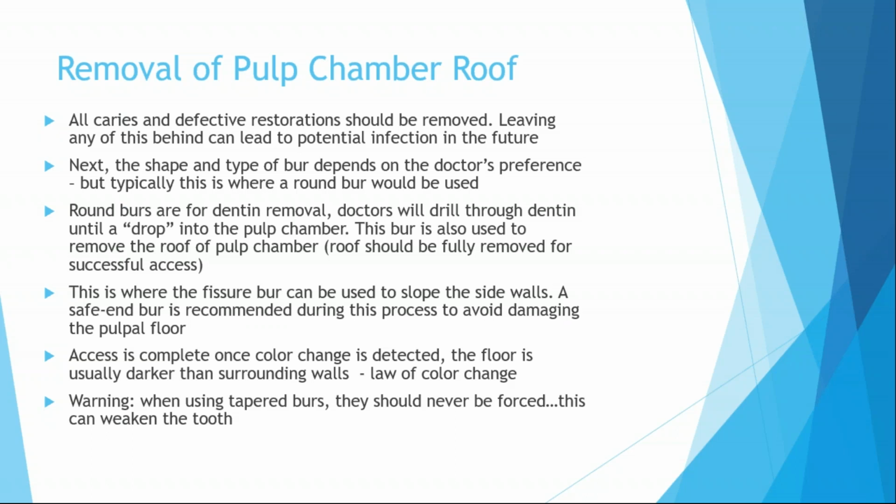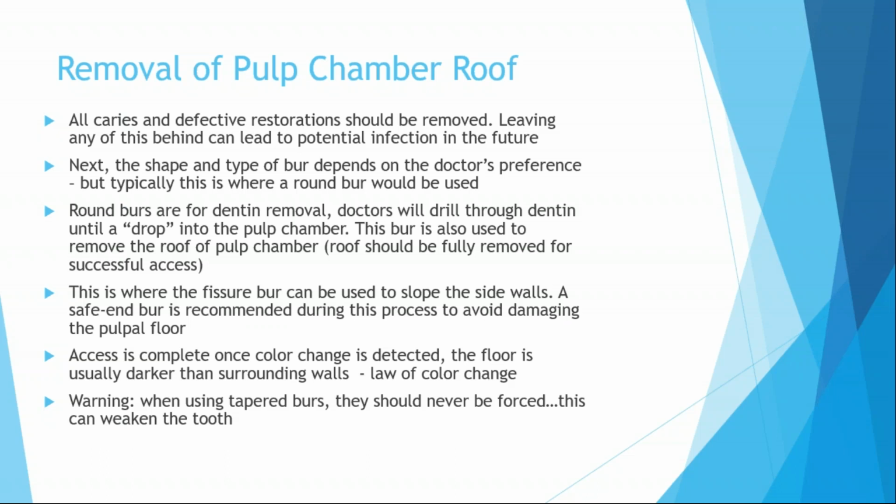Okay, now when we're removing the pulp chamber, first and foremost, we want to make sure all caries and defective restorations should be removed. This was referenced earlier. This is where infections can come in if you leave any of the defective restorations or caries. And then the shape and type of burr depends on doctor's preference, but typically a round burr is used to initially access. Those round burrs are used for dentin removal.